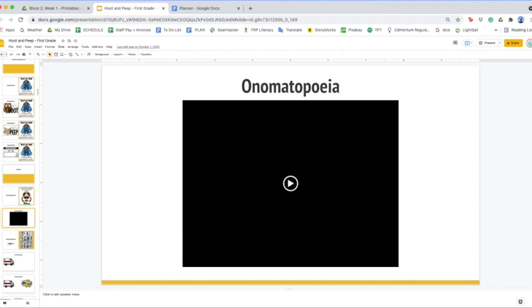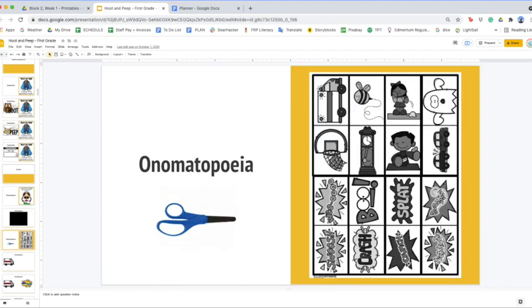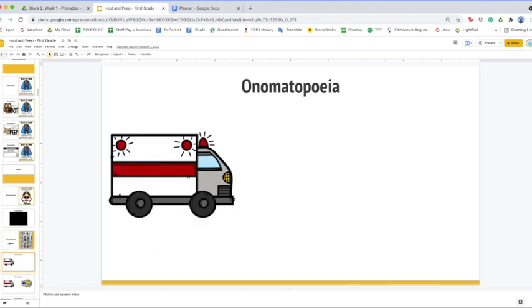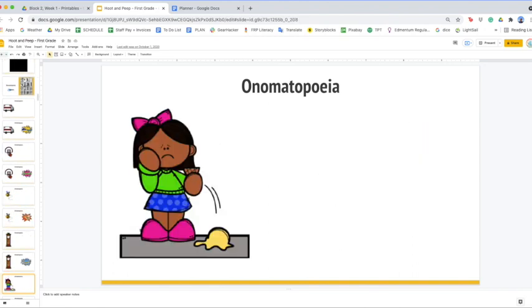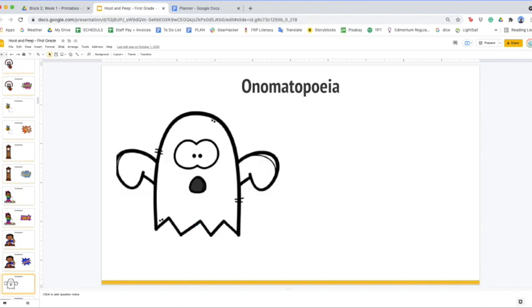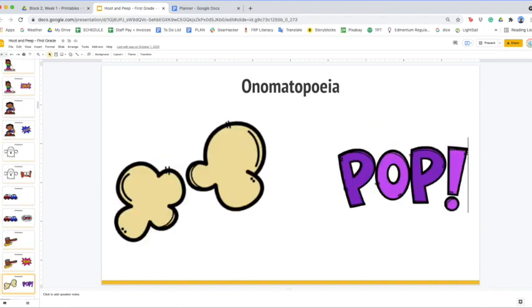I have them downloaded so there are no ads or anything. Here we'd actually be working with the concept of onomatopoeia, connecting the words with the images, which is really neat and fun, and they have a lot of fun with this concept. So that's onomatopoeia. And then in first grade we do phonics.